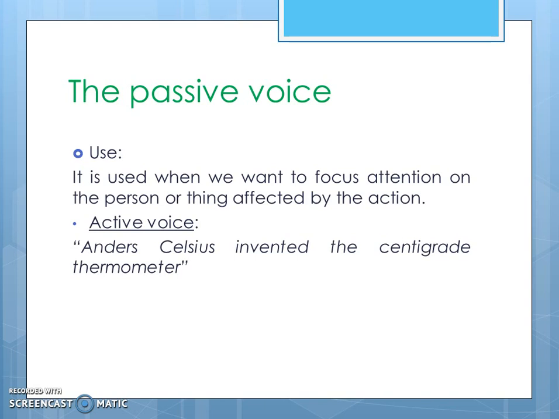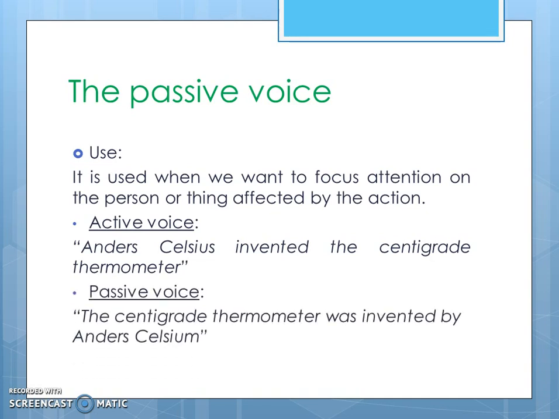Active voice. Anders Celsius invented the centigrade thermometer. So Anders Celsius is the subject, invented the verb, and the centigrade thermometer the object. We are going to focus attention on the object. Now let's go to the passive voice sentence. The centigrade thermometer was invented by Anders Celsius. Do you see how the sentence was changed? Okay, well, let's continue.